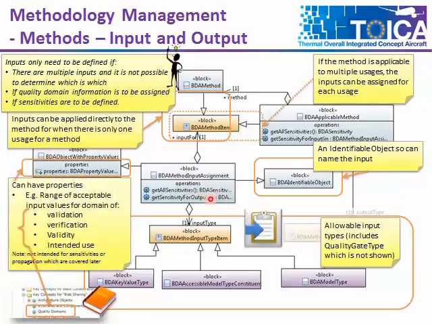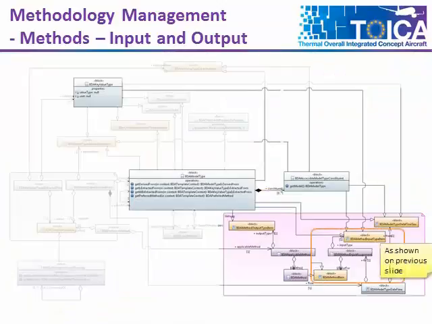Method input assignments can also have properties. This enables quality information to be associated to the input for the method, so enables domains of, for example, validation, verification, validity, and intended use to be defined. There is a page in the documentation that covers this in much more detail. These are not intended for defining sensitivities, which are covered later in this webinar. This indicates the objects from the previous slide shown on the collaborative modelling template diagram.